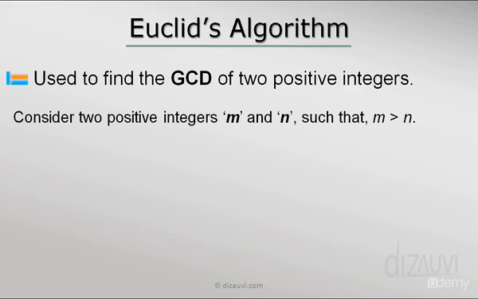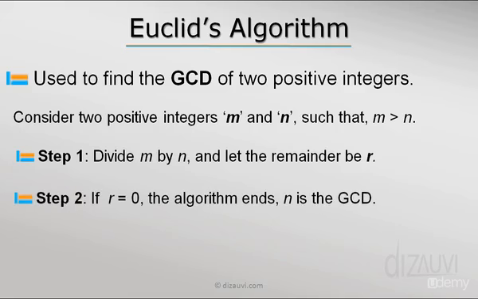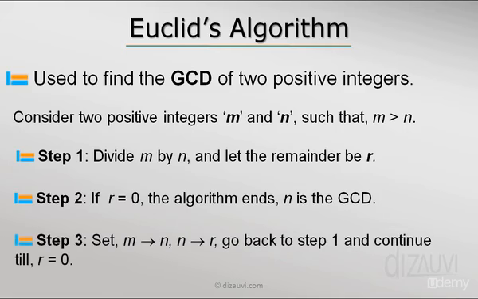Let's say there are two positive numbers m and n. Now, to find the GCD of these two numbers, we first divide m by n, and let's say that the remainder is r. If this remainder r is 0, we are done, and the value of GCD is n. But if r is not 0, we set m equal to n and n equal to r, and then start with step 1. So as you can see, this is a recursive algorithm because it calls itself over and over.